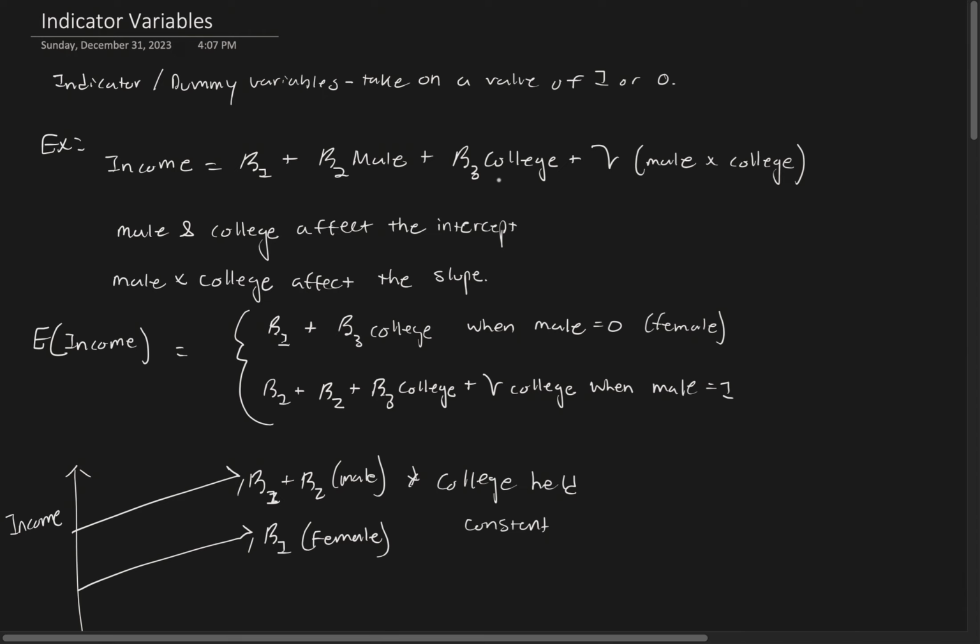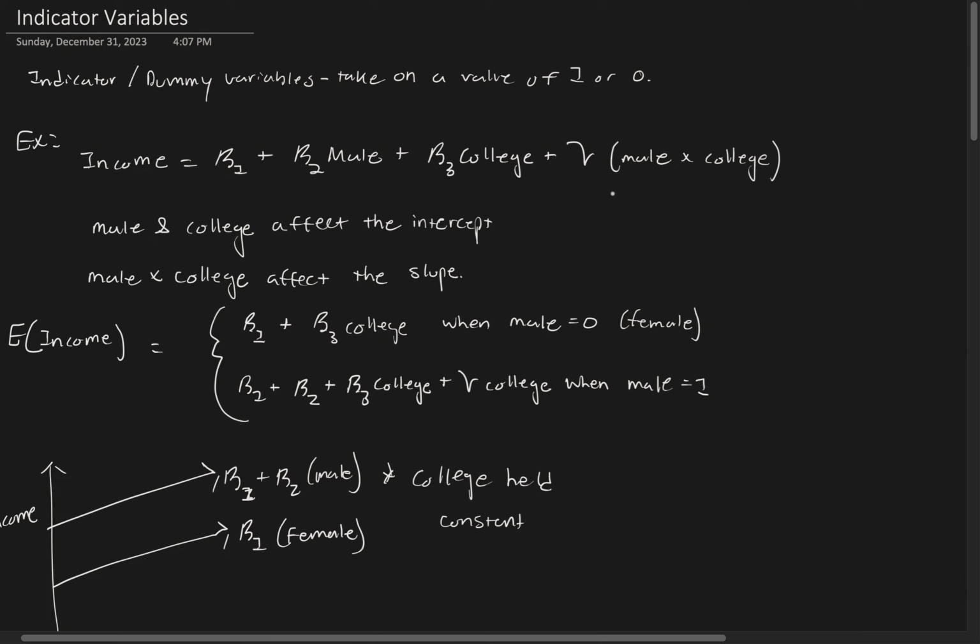Similar to the 1 and 0, for the college variable of beta 3, if the individual went to college, it will have an effect of beta 3. If the individual did not graduate from college, this will have no effect.